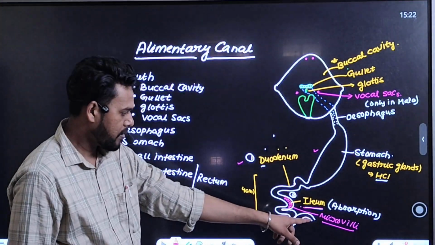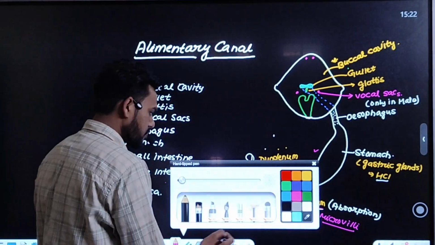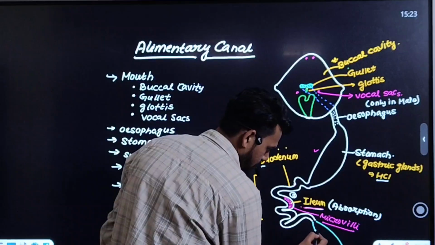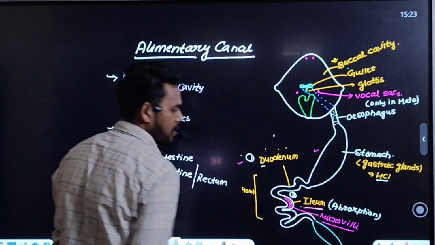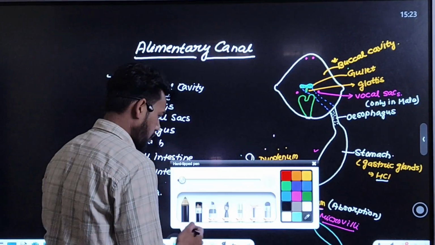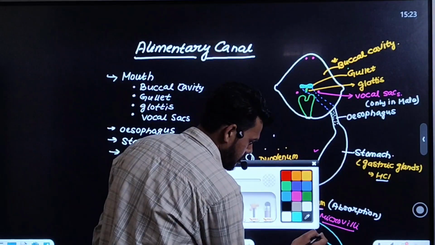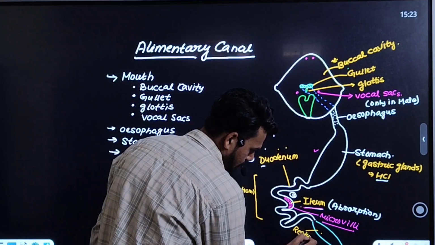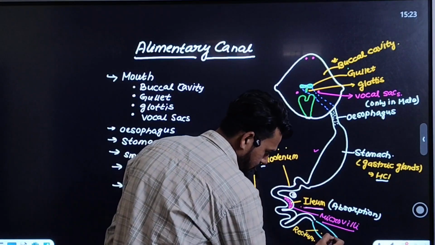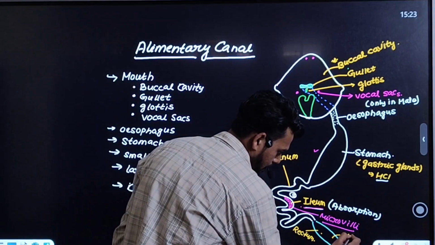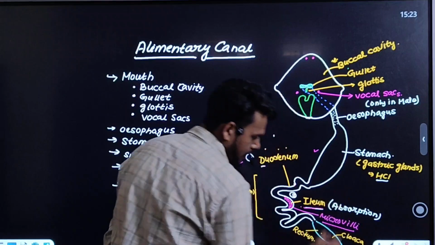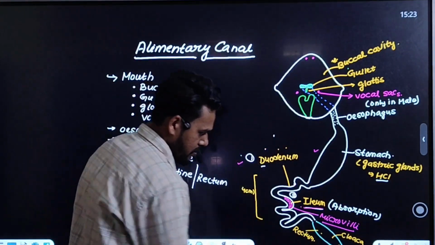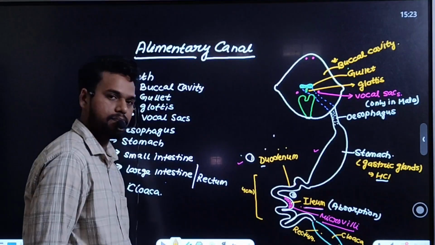The last part of alimentary canal is this type of structure. Actually, this is the rectum part, and the terminal part of rectum is called cloaca, which further opens through cloacal aperture. This is the cloacal aperture. Okay.